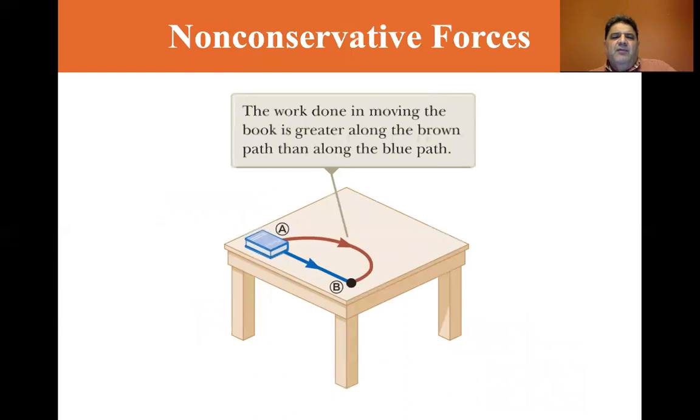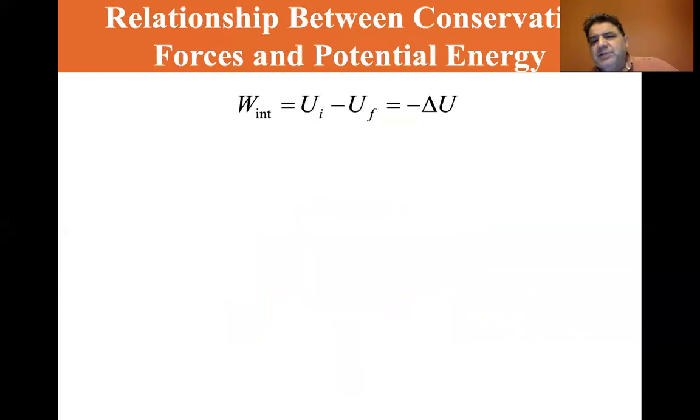Now let's look at non-conservative forces. If you were to slide the book from A to B along the blue path, you would get one increase in internal energy. If you were to do it along the brown path, it would be a lot more, because you're in contact with more of the surface, and the internal energy increase would be greater. So the path does matter here for non-conservative forces. And we'll stop there and go on with section 7.8, relationship between conservative forces and potential energy.